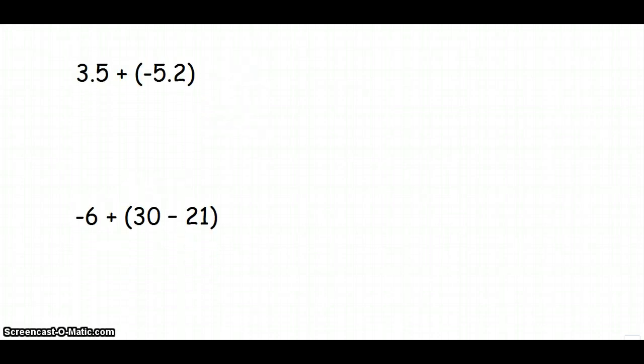Next I have 3.5 plus negative 5.2. I have a positive, a negative. I'm going to take the small number, which is 3.5, from the large number, which is 5.2. Then I'm going to take the sign of the large. So I have 5.2 minus 3.5. I need to borrow my decimal.